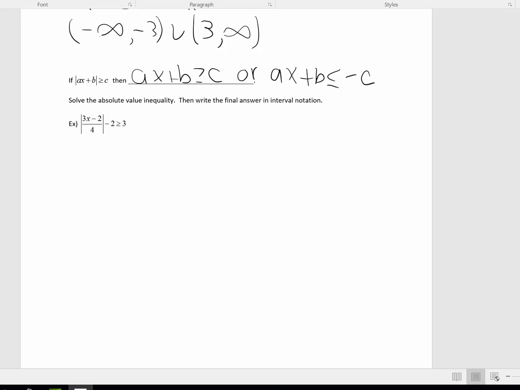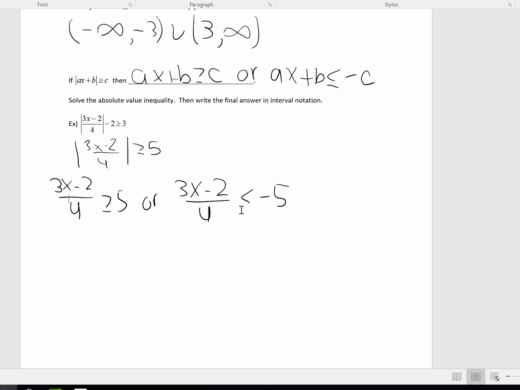Okay, so let's solve the absolute value inequality and then write the final answer in interval notation. I need to get the absolute value bars by themselves, so I'm going to add 2 first. Now the absolute value bars are by themselves, and it's greater than or equal to, so it's an or statement. So let's write out our 2 inequalities. And now we're going to solve each inequality.